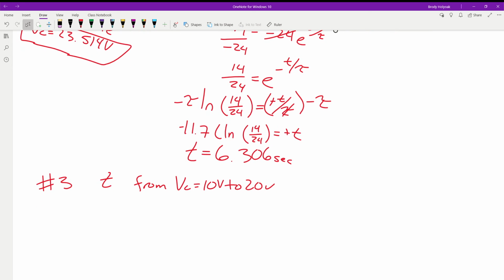So in this case, we want to know how much time it takes to go from 10 volts to 20 volts. Well, we've already solved the time it's going to take to get to 10 volts. Now we just plug into our equation again, only this time we solve for 20 volts. When we get this time, we subtract the two, and the difference is the time it takes for the capacitor to charge from 10 volts to 20 volts.